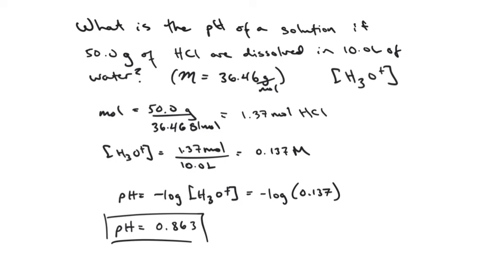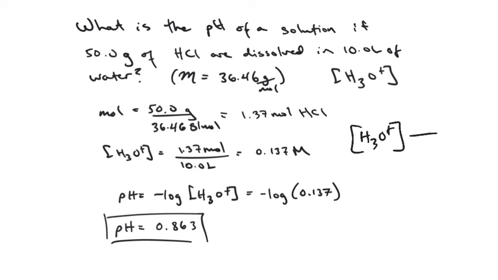Okay, so here's the solution. First, we've got to get moles. So grams divided by molar mass: 50.0 divided by 36.46 equals 1.37 moles of HCl. Now it's an acid, so when you're solving for concentration this time, it's H3O+ and not the hydroxide ion. And so that's going to give us 1.37 moles divided by 10.0 liters. That's 0.137 molar.